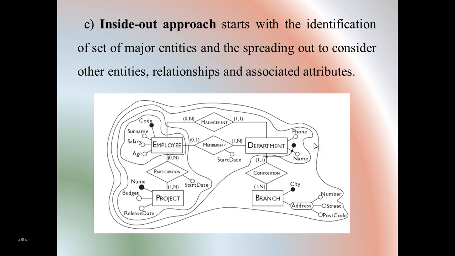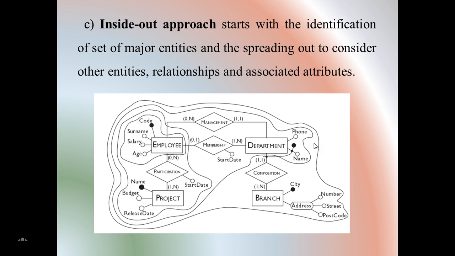The third approach is called inside-out. The inside-out database design approach starts with the identification of a set of major entities and then spreads out to consider other entities, relationships, and attributes associated with those first identified. It is a special case of a bottom-up approach, where attention is focused on a central set of concepts that are most evident, and then spreading outward by considering others in the vicinity of existing ones.